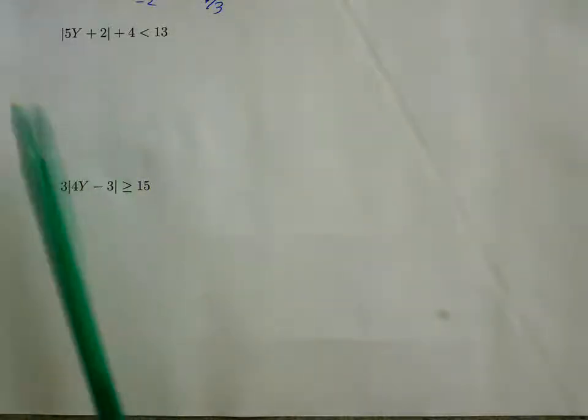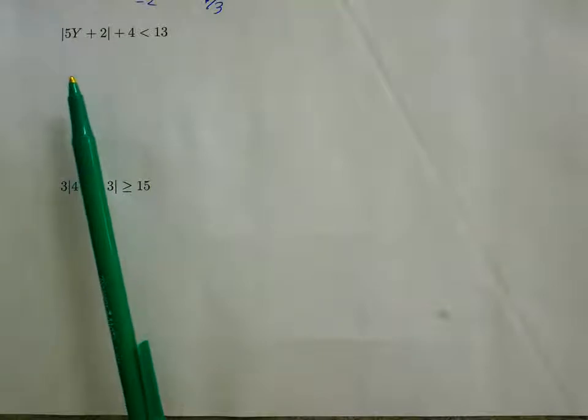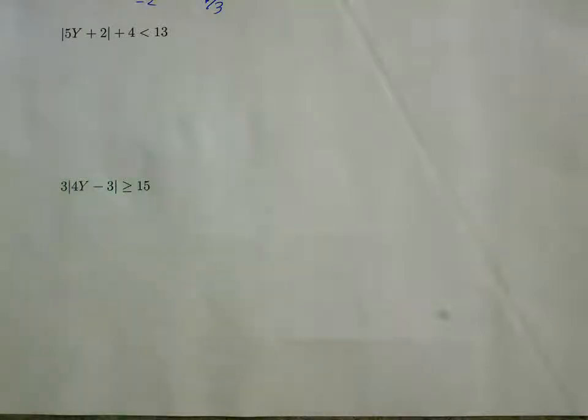Okay, let's try this one. The absolute value of 5y plus 2, plus 4, is less than 13.